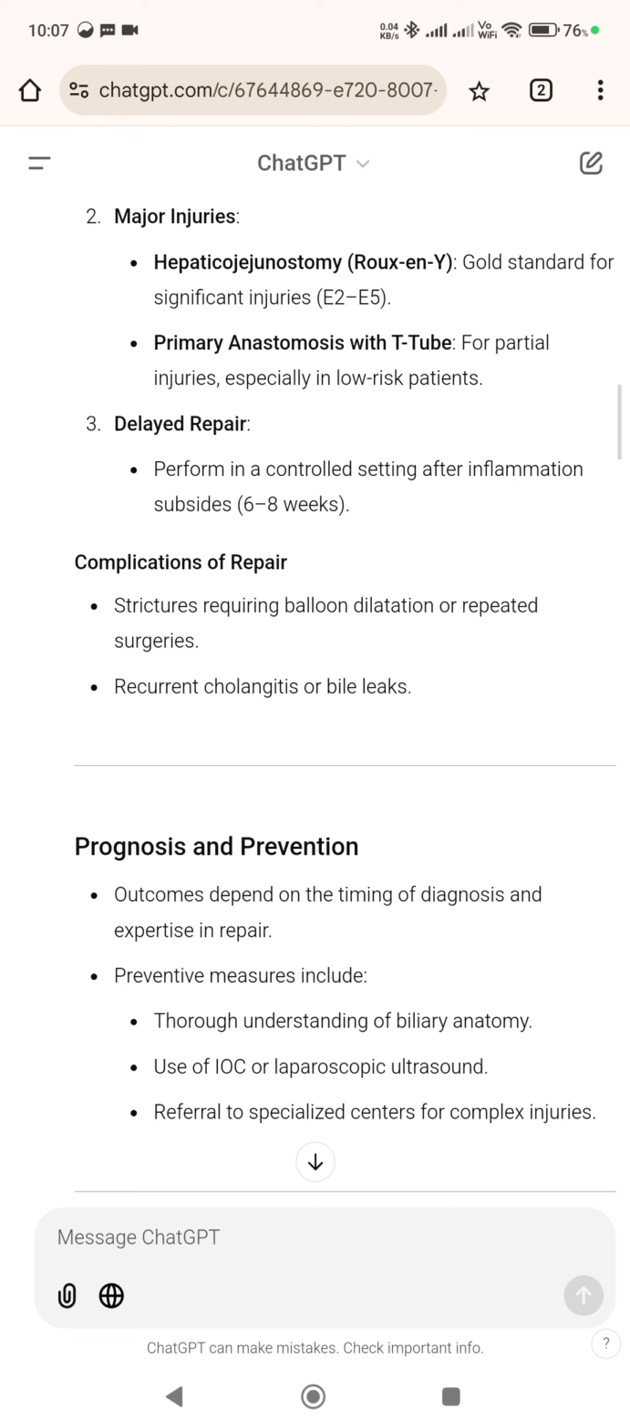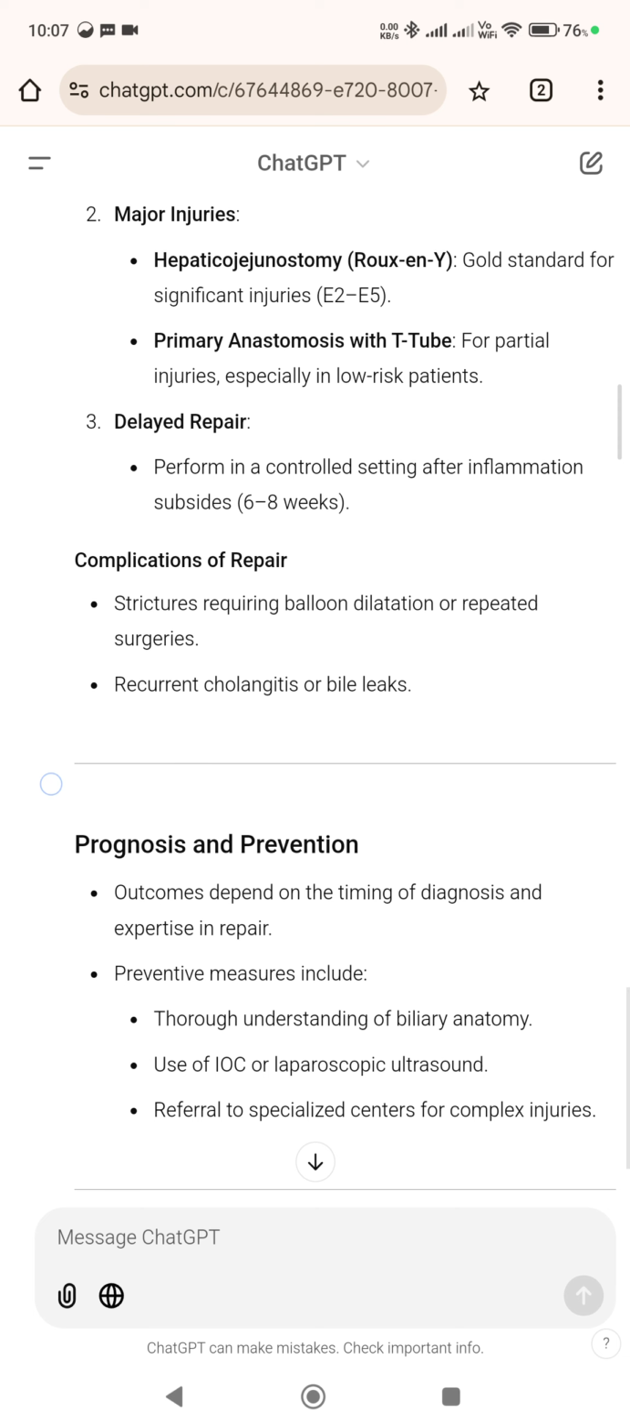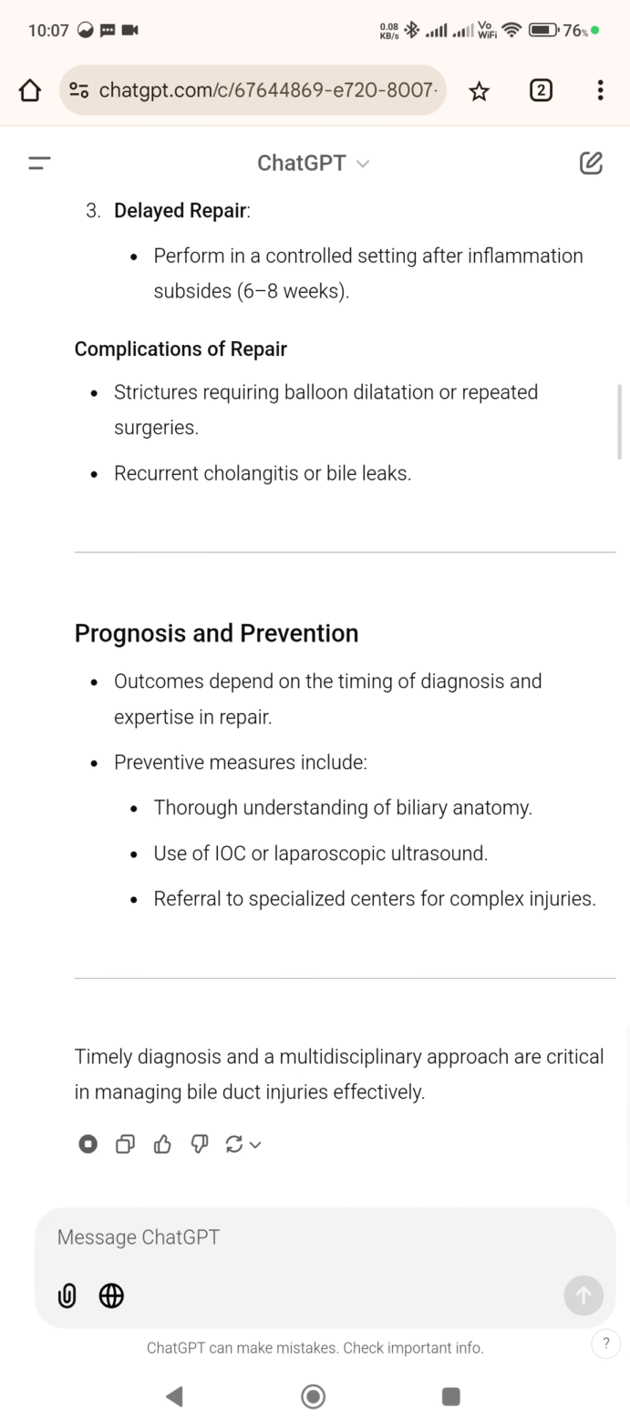3. Delayed repair. Perform in a controlled setting after inflammation subsides, 6 to 8 weeks. Complications of repair. Strictures requiring balloon dilatation or repeated surgeries. Recurrent cholangitis or bile leaks.